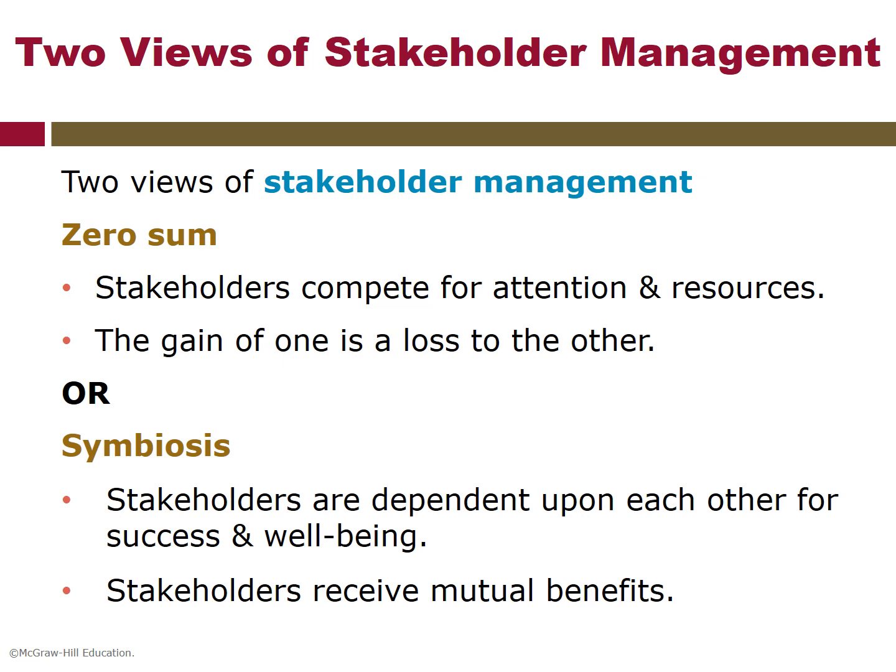How are you going to manage the stakeholders? Number one, there is a perspective of zero sum, and the other one is symbiosis. For zero sum, the gain of one is the loss to the other. For symbiosis, stakeholders receive mutual benefits. Of course, we are going to strategize to achieve mutual benefits for stakeholders, and that pertains to symbiosis.